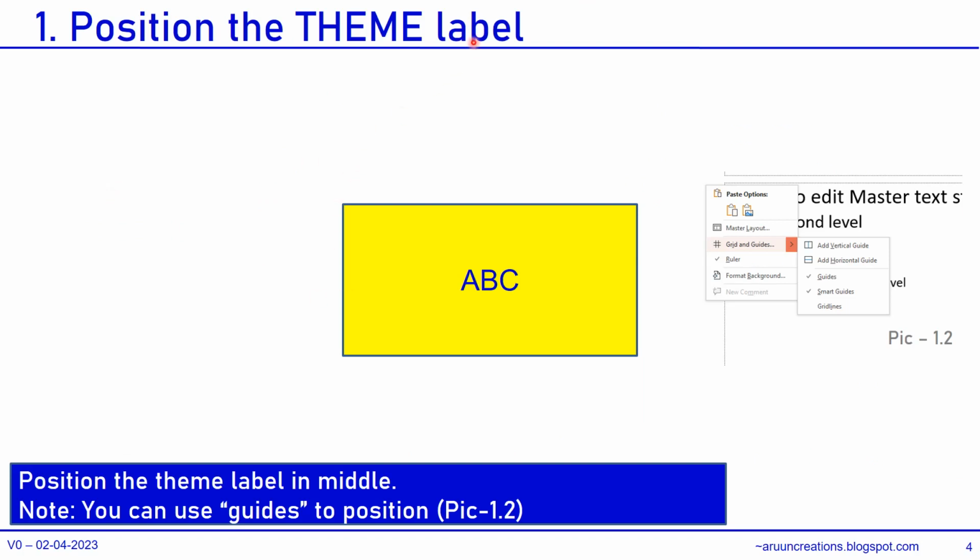Next I have positioned the theme label in the middle of the slide, and I did it with the help of the guides. You can right click on the white screen, see the grids and guides option here, and then check this guide. You will find a red or blue dotted line. I have used that to place it exactly in the middle of the slide.